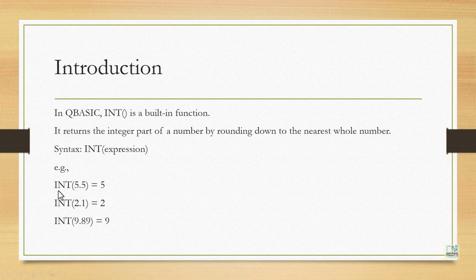For example, if you write int 5.5, it will convert the number to integer form by rounding down the value, okay? So 5.5, if you round down the value, becomes 5. Similarly, int of 2.1, if you do the rounding down, then it will become 2. 9.89 will become 9. So basically it is reducing the value and converting it to an integer form by removing the fractional part, okay?